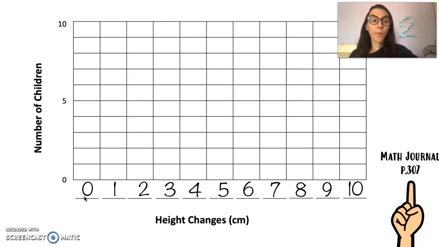So for example, 0 is going to stay blank, because no children grew 0 centimeters. But how many children grew 1 centimeter? 1 child. Then moving on, how many children grew 2 centimeters? Just 1 child. And I am going to let you fill out the rest of this bar graph. Now, underneath your bar graph, you have some questions.